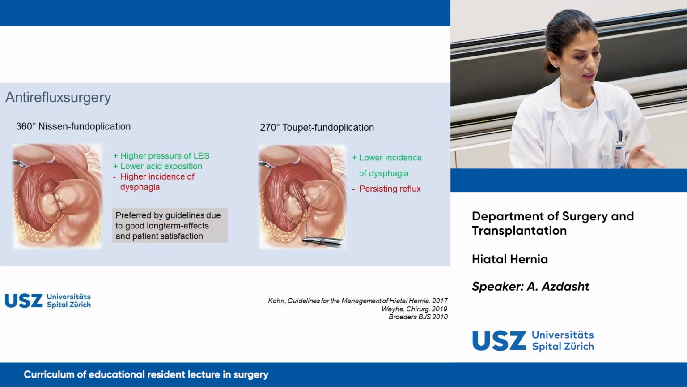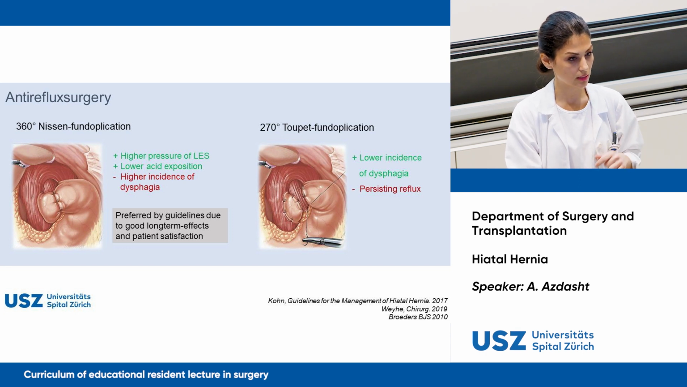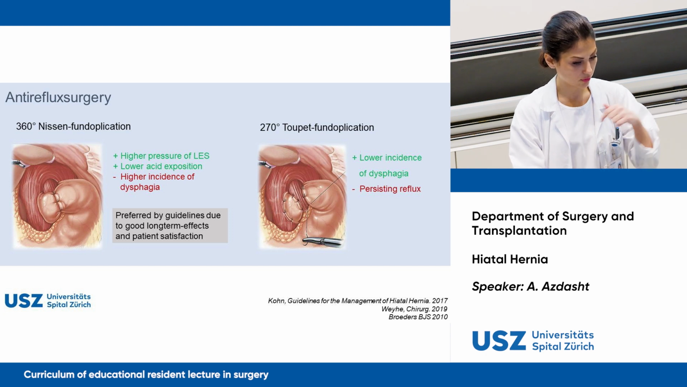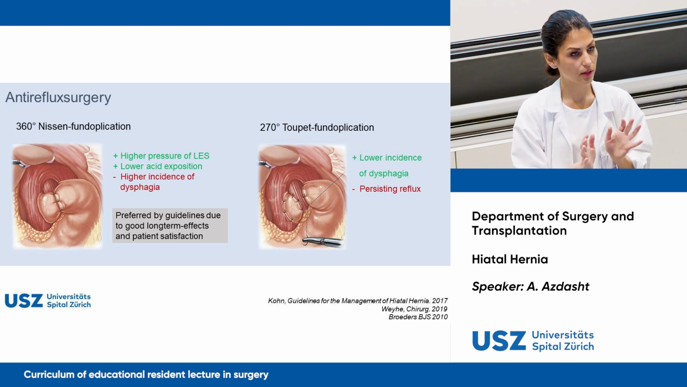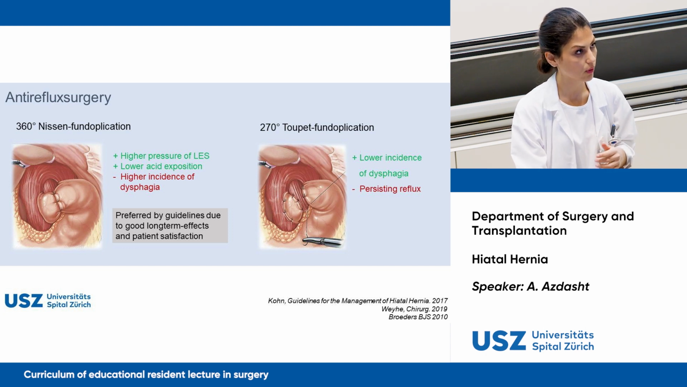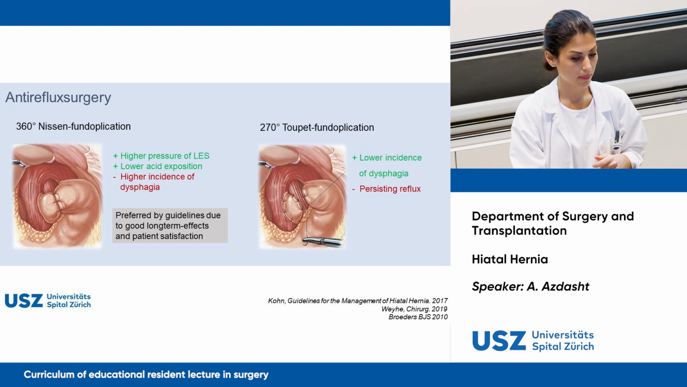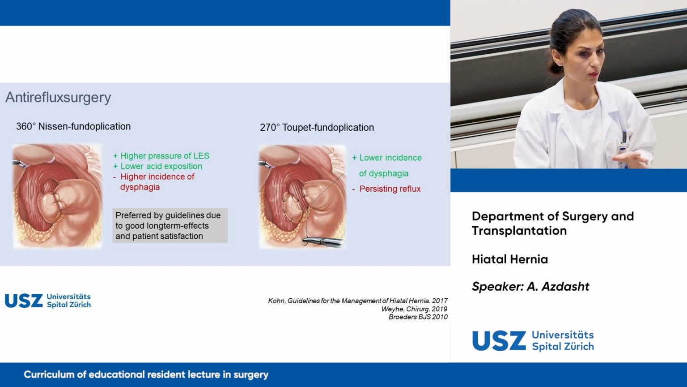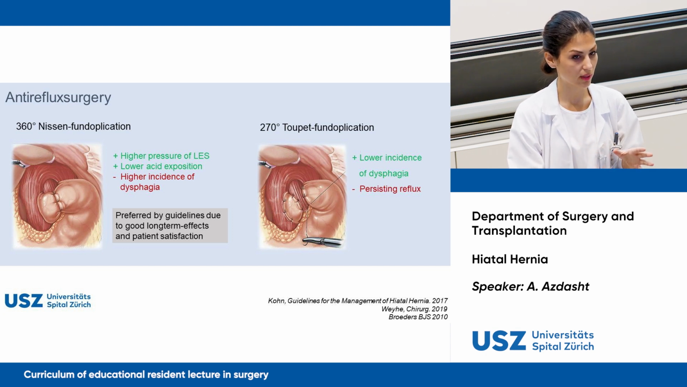We also do a fundoplication. Here, mostly we do a Nissen fundoplication. This is a 360-degree fundoplication. We go from posterior, and here the cardia of the stomach is put around the esophagus to tighten it more. So a positive aspect here is that we have a higher pressure of the lower esophageal sphincter and a lower acid exposition. On the other hand, we have a higher incidence of dysphagia. Why?